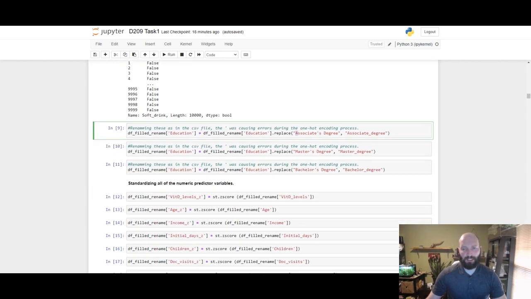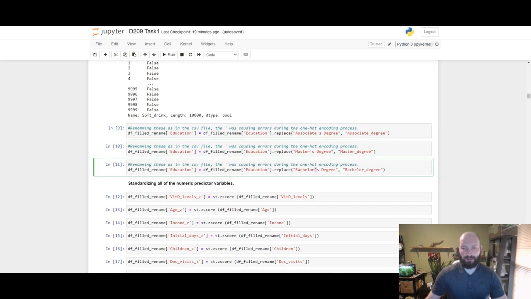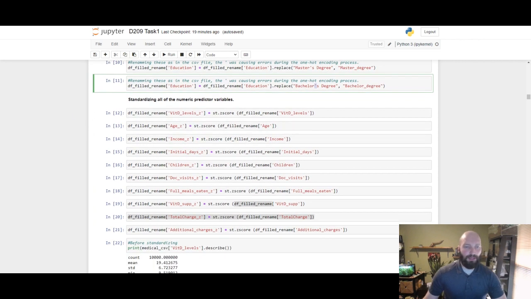And we had to rename associate's degree and specifically get rid of the apostrophe. That was causing issues later on, so I just renamed it to associate degree because that apostrophe was just causing problems.